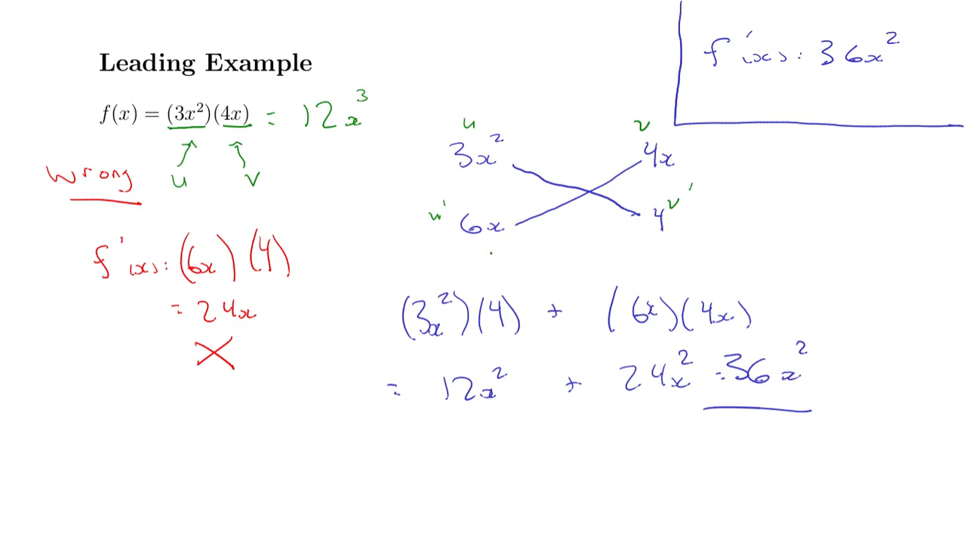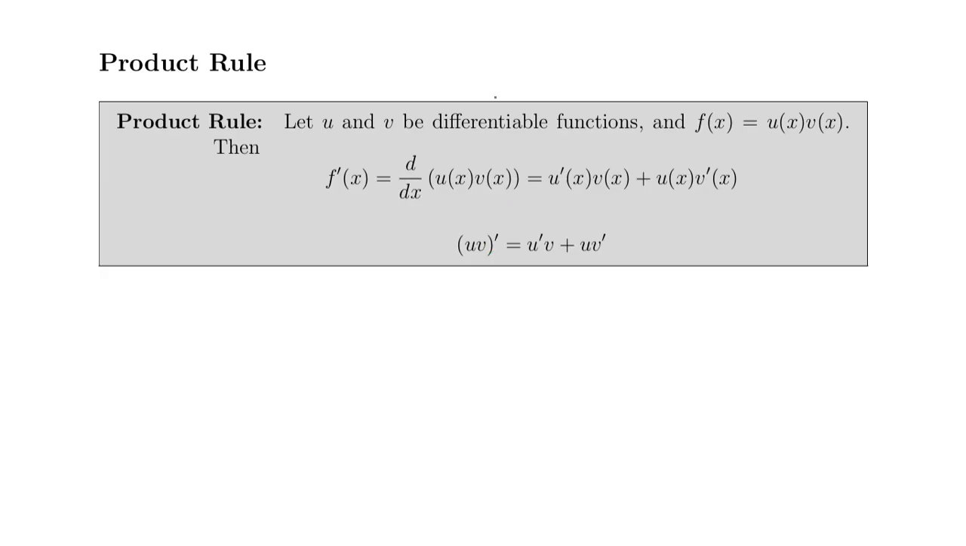So to summarize all that stuff, here's our product rule. We're going to say that u and v have to be differentiable functions, or they're at least differentiable at the point we're looking at. And f of x is u times v, the product of these two things. Then f prime, or the derivative of this whole product, is u prime of x times v of x plus u of x times v prime.